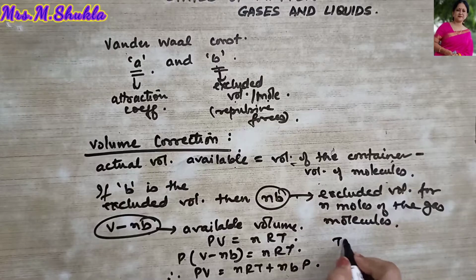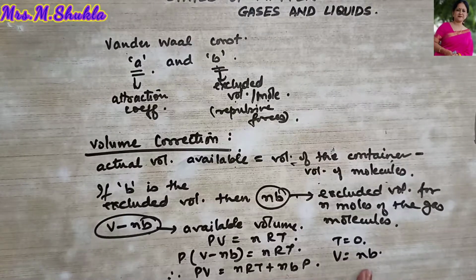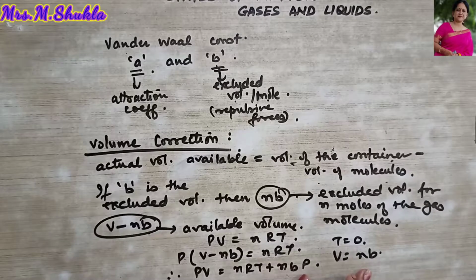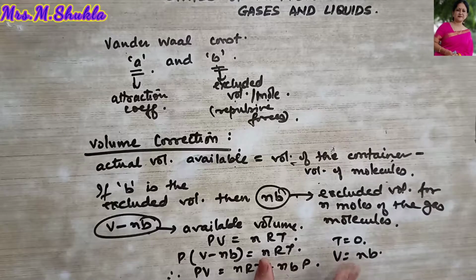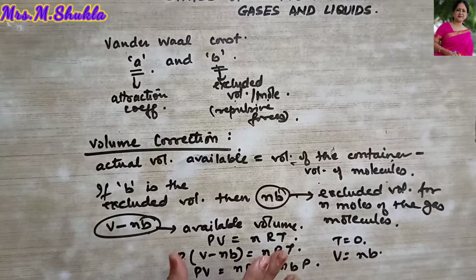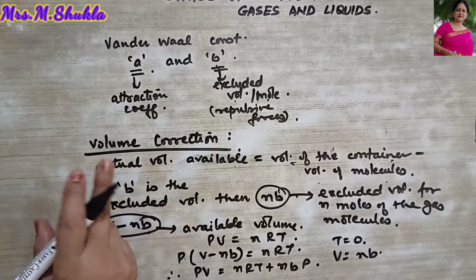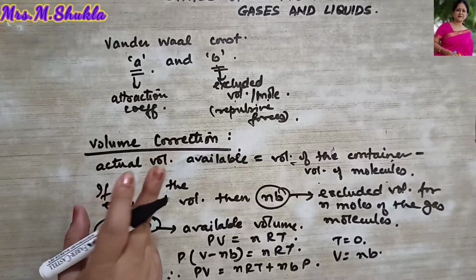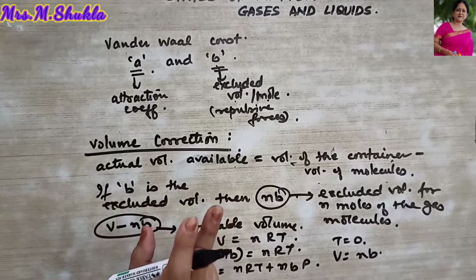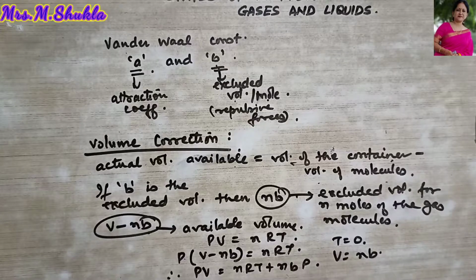Now remember, the validity of the van der Waals equation can be tested. How? When temperature is 0, then your volume will be equal to nb. If your temperature is 0, then your volume will always be equal to nb. Under this condition, the volume of the substance will always be equal to the excluded volume. So this will be true. Why? Because at absolute zero, the separation between the molecules is the minimum possible, and hence the space occupied by the molecules is approximately equal to the volume occupied by the substance.